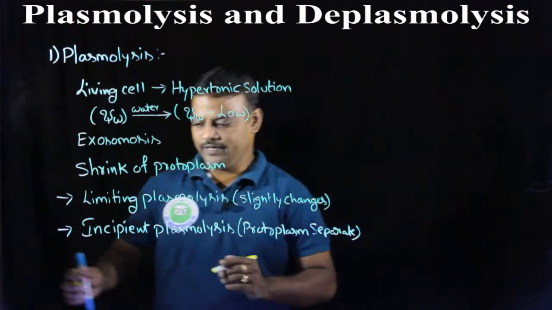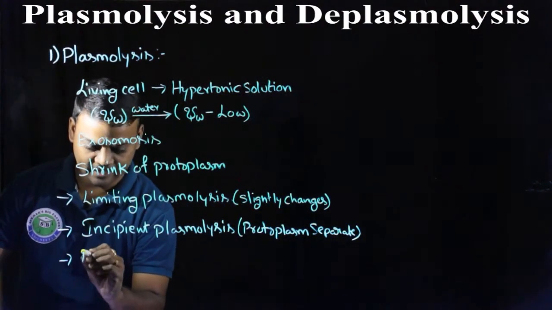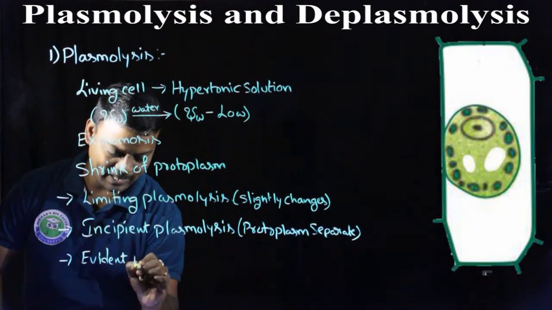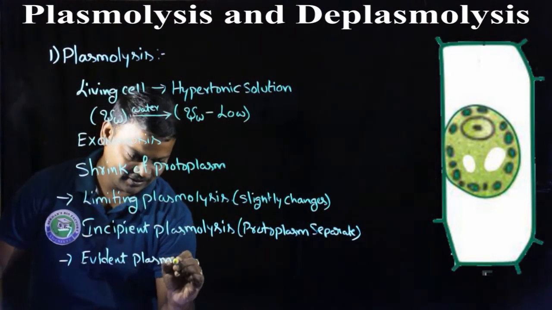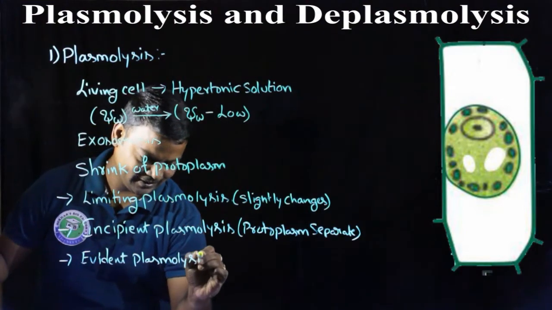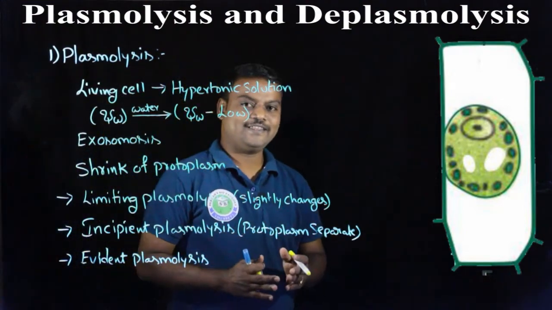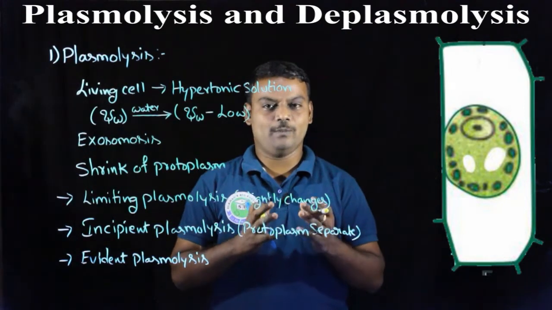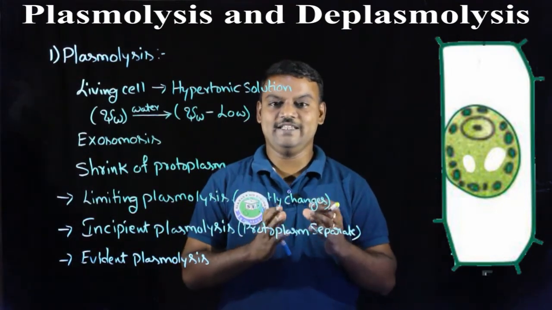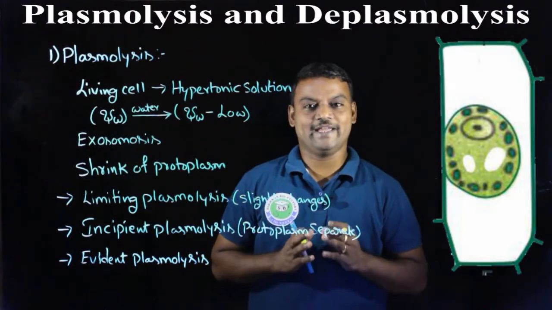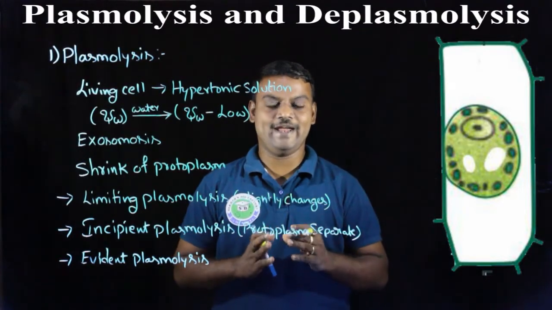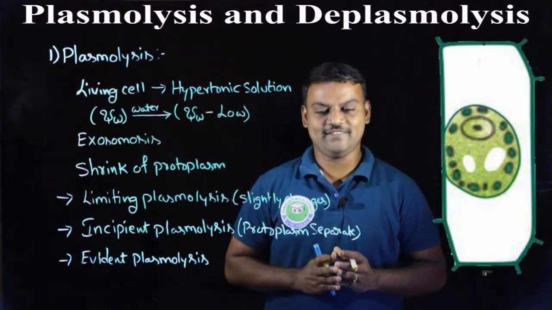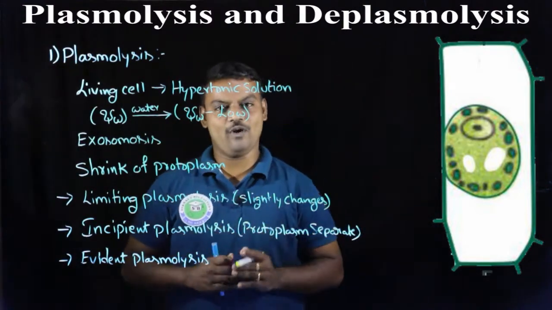The third stage is called evident plasmolysis. Finally, when the water has come out from the cell, the protoplasm shrinks, and this shrunken protoplasm gets a spherical shape. Then it settles at one corner of the cell. This is the stage called evident plasmolysis.